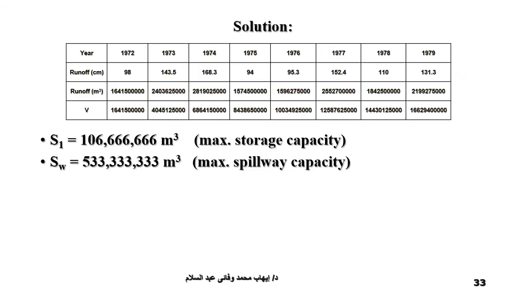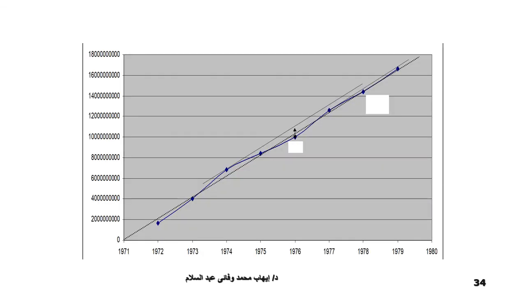Solution: here we put the runoff in centimeters, then the runoff in cubic meters, then you can investigate the volume. For this reason we can calculate S1, the maximum storage capacity, and SW, which is the maximum spillway capacity, in cubic meters. We can draw the relation between Q and time in years and draw this curve.